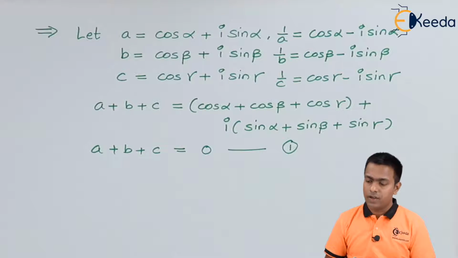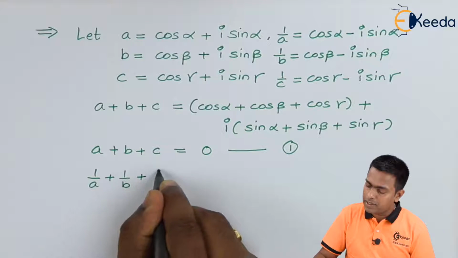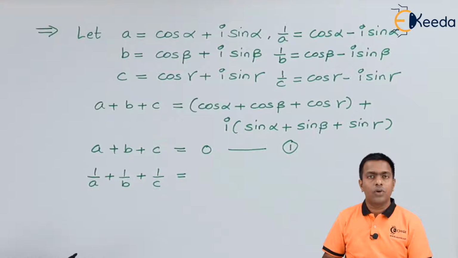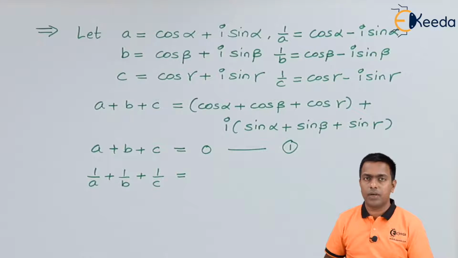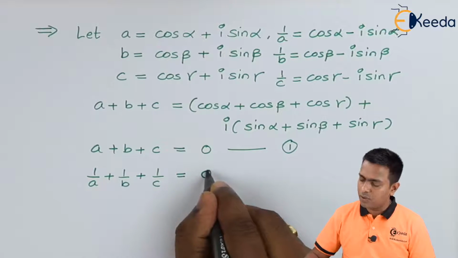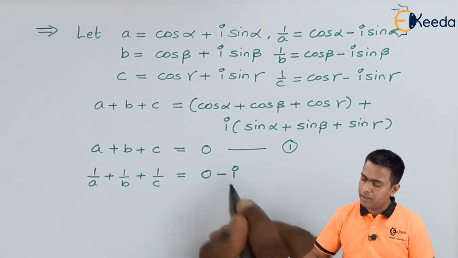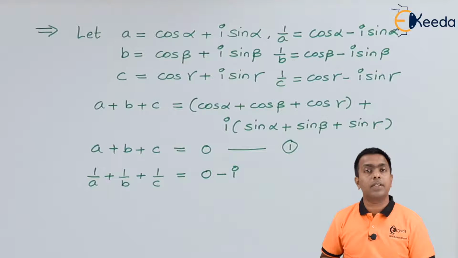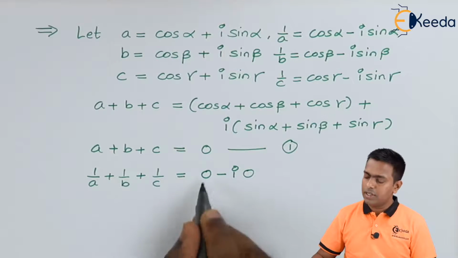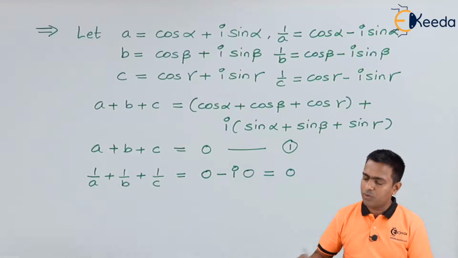Now guys, we'll add these 3 reciprocals. So we'll get 1 upon A plus 1 upon B plus 1 upon C. When we add these 3 complex numbers, it will be addition of the real part with the real part. So cos alpha plus cos beta plus cos gamma will give us 0. Then we add the imaginary part with the imaginary part. So minus i common, and sin alpha plus sin beta plus sin gamma will also give us 0, because these 2 results are given in the question. That is why the answer is equal to 0.